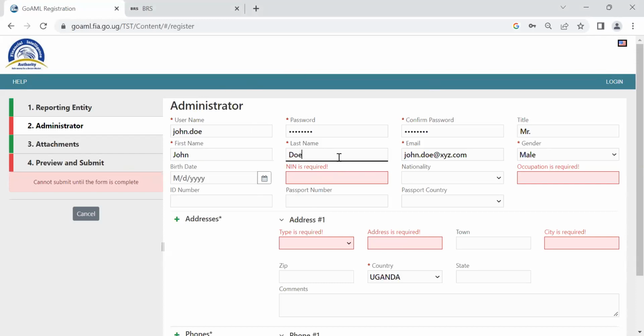So we have the first name, last name, the email. The email should be, don't copy mine, an email you have access to. The gender, the date of birth.